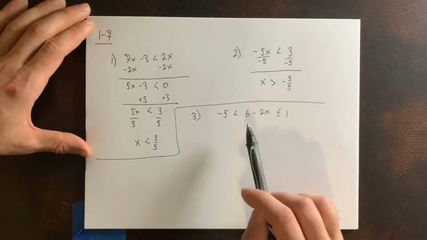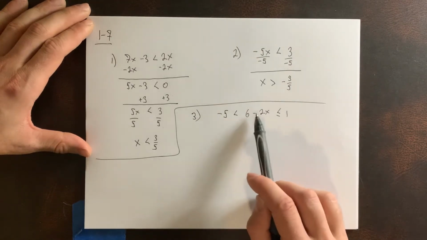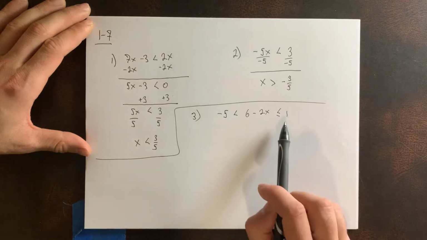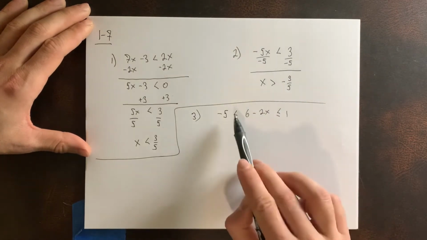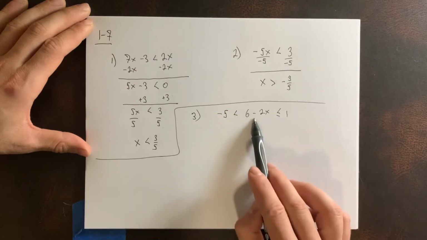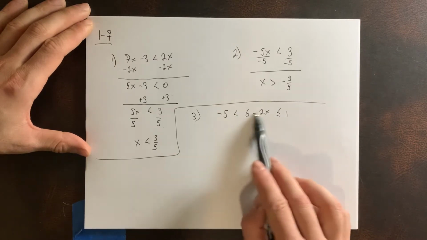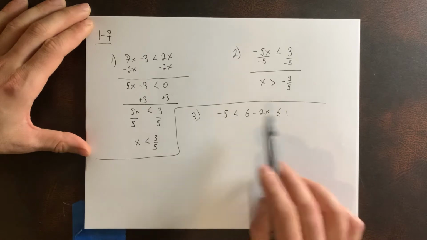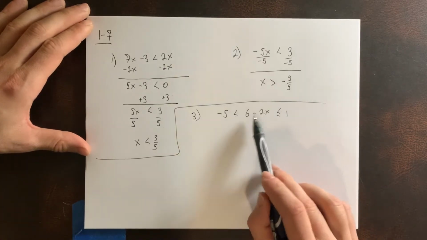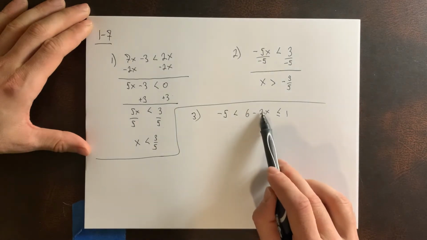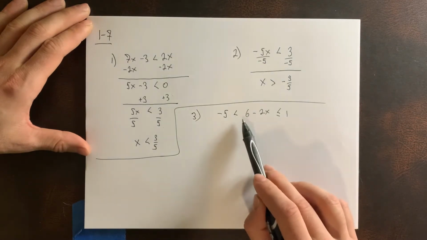The goal for these problems is to get x in the middle and then numbers on the other sides, whereas the goal before was just to get x on one side and a number on the other side. When we have 2 signs, we need to get an x alone in the middle, so we have to manipulate this to make that happen, and then there'll just be a number over here and a number over here. Right now there is an x in the middle, but we also have this 6 and we have a minus 2 in here, so we have to find a way to get rid of both of those numbers.